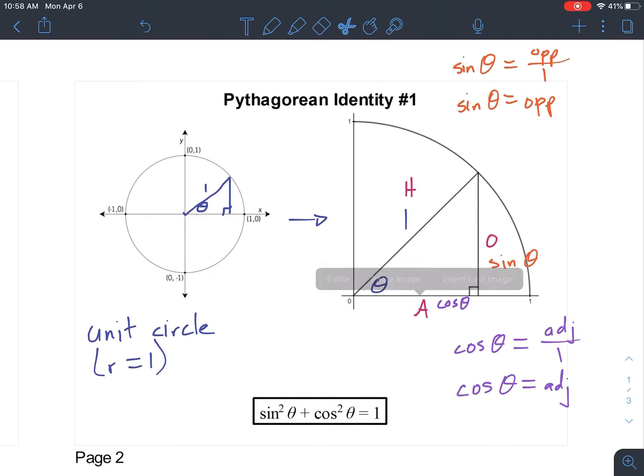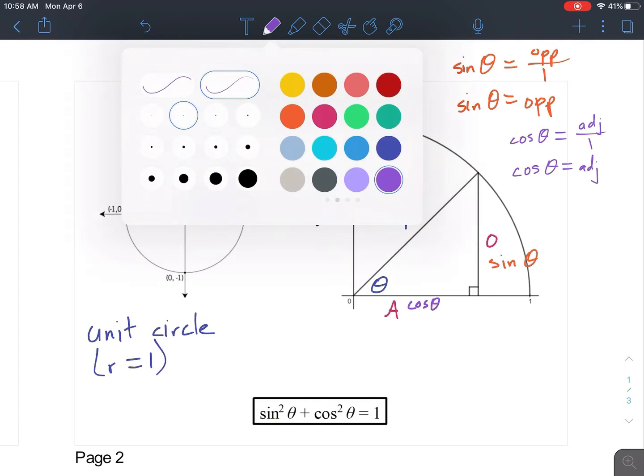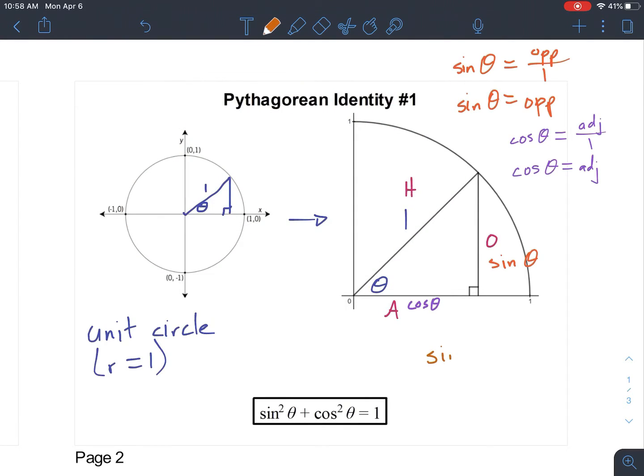And now that we have labeled the side lengths, cosine of theta and sine of theta, we can then go ahead and create our equation from that, which, as the name implies, Pythagorean identity, we're going to use the Pythagorean theorem now. So that means that we will have sine of theta squared plus cosine of theta squared is equal to 1 squared. And if we simplify that, that gets us the equation down there.